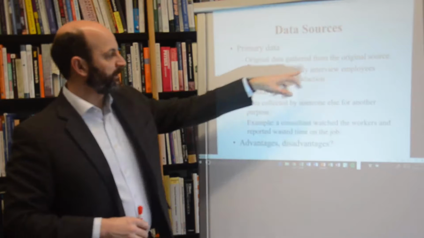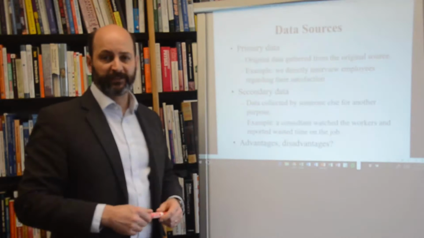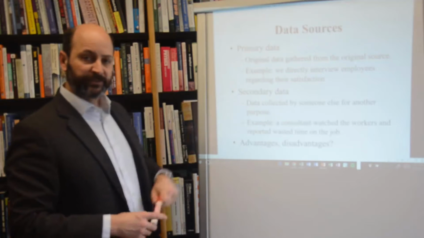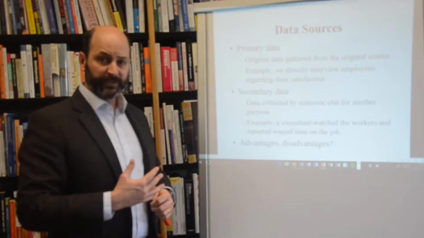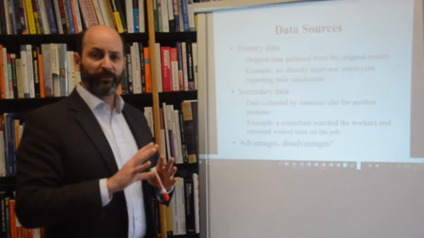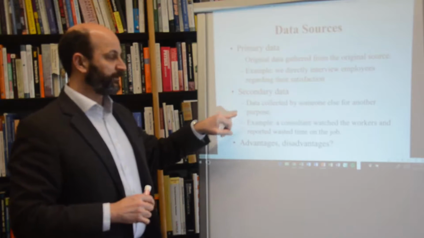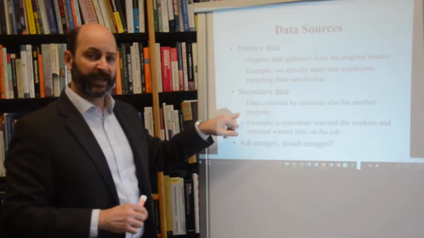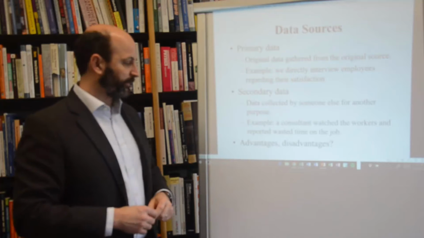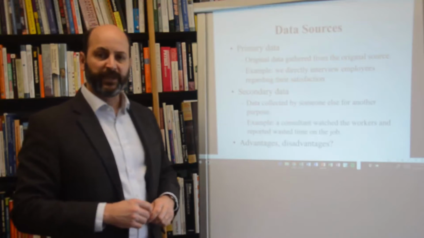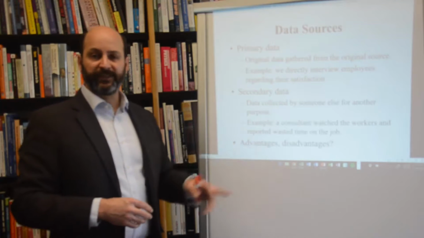For example, we might directly interview employees as well regarding their satisfaction. We are gathering information directly from them. There are secondary data sources as well, and that's where information is already available, it's been gathered by others, and it's been placed up maybe on a website or it's been handed to you. But what's important to know about that, right, is there might be another purpose for why that information was gathered. But here's an example. A consultant watched your workers and reported wasted time on the job for you and gives you that information.